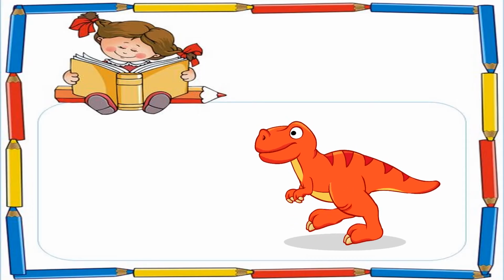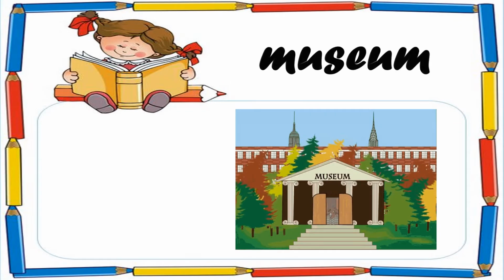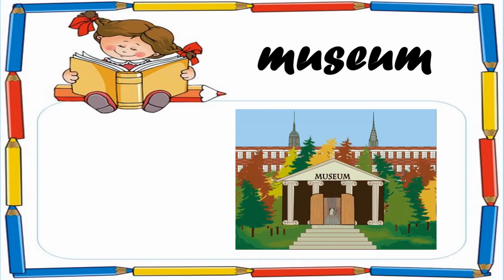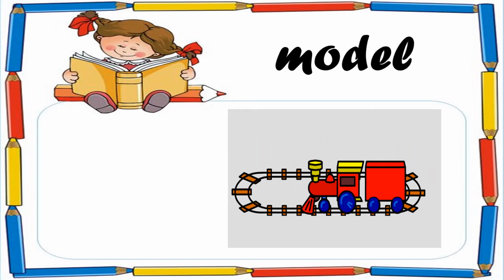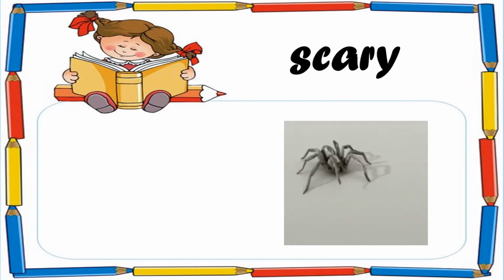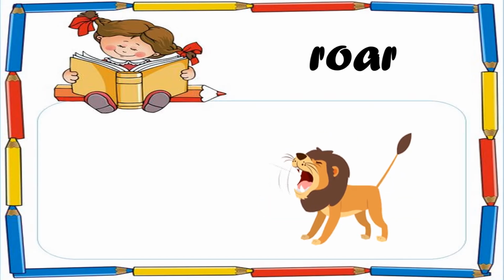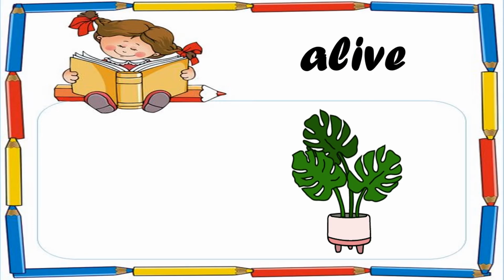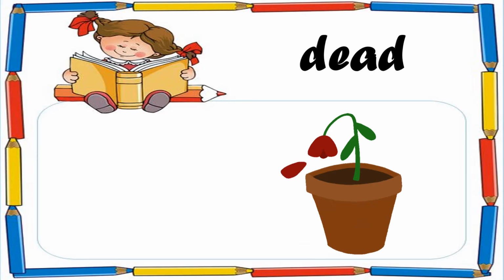Now listen and repeat. Dinosaur. Museum. Model. Scary. Scream. Roar. Alive. Dead.